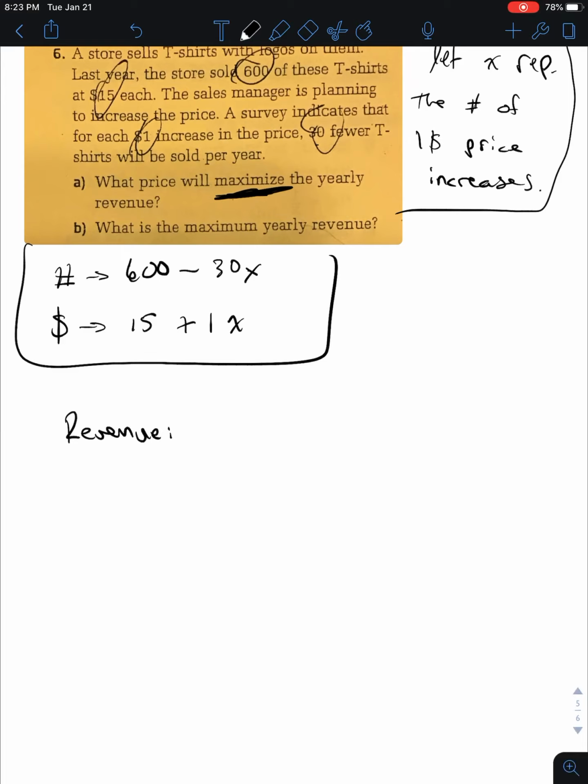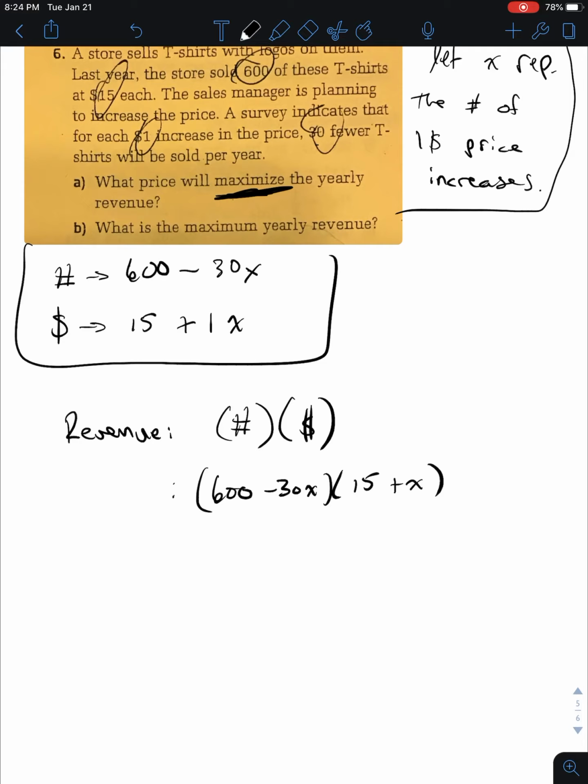Now, how do I make money? This is my revenue. I'm going to take the number of whatever I have and multiply it by how much I sell it for. So now I can just put the two equations in that I just came up with: 600 minus 30x multiplied against 15 plus x. Then you can distribute it out, and you're going to get a trinomial that represents the amount of money that could be made.